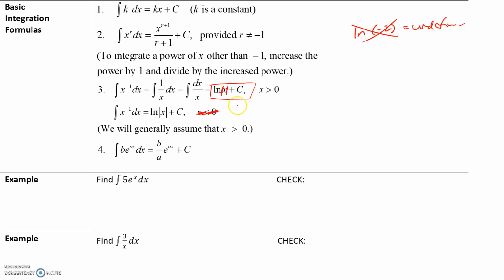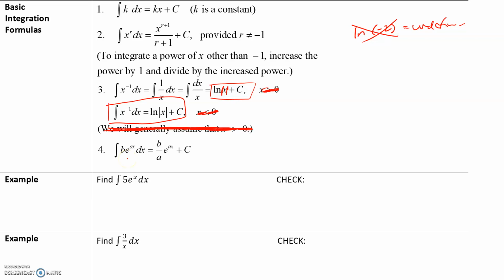And we're going to ignore that. So just go with this formula right here. And we actually will not be assuming anything, so I'm going to scratch that out. It's just fixing your notes, and we'll go with this formula. So the antiderivative of x to the negative first, which is the same thing as 1 over x, is equal to natural log of absolute value of x plus c.